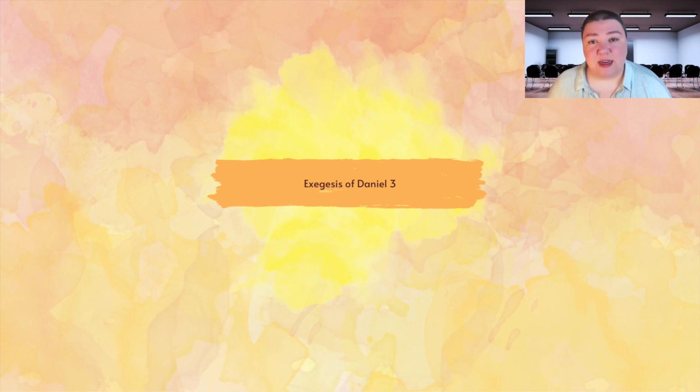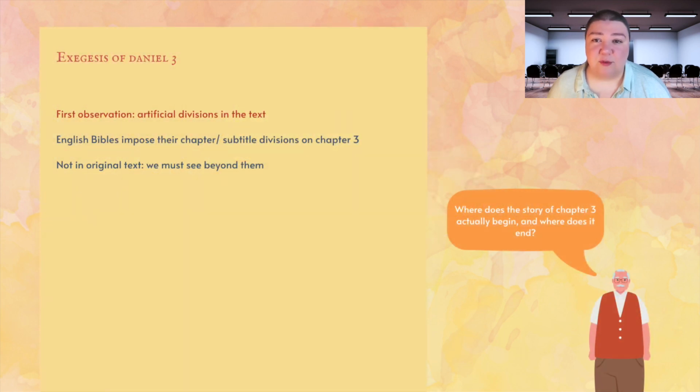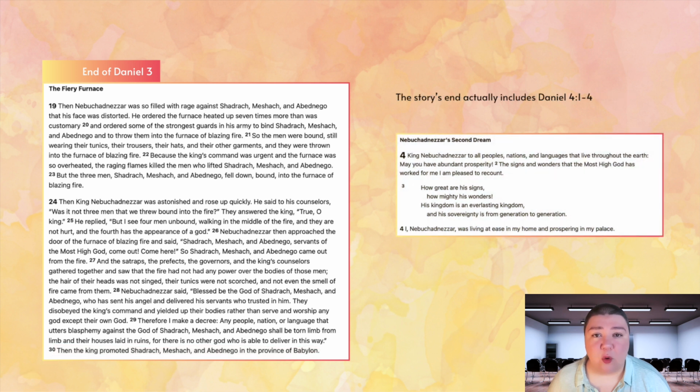The first thing I'd like to identify about Daniel is something you hopefully noticed in this text yourself. This has to do with artificial divisions in the text, something we mentioned yesterday. Because although our English Bibles will impose their chapter and subtitle divisions on chapter 3, where does the story of chapter 3 actually begin? And where does it end? Chapter 3 doesn't end at verse 30. The story actually includes Daniel 4, 1 to 4. So the story ends in chapter 4 in verse 4.